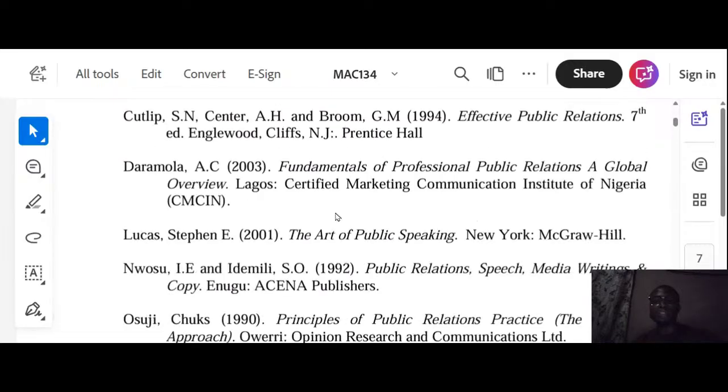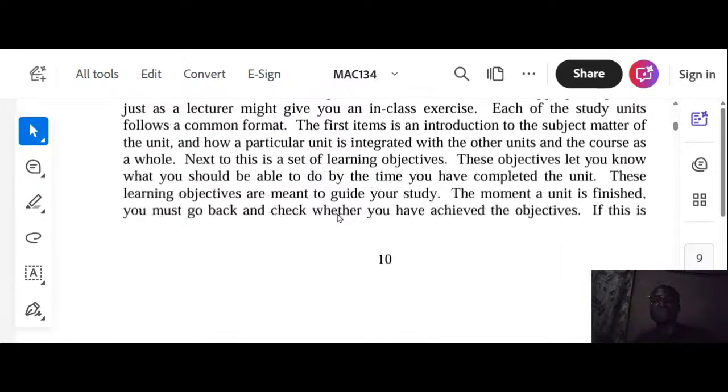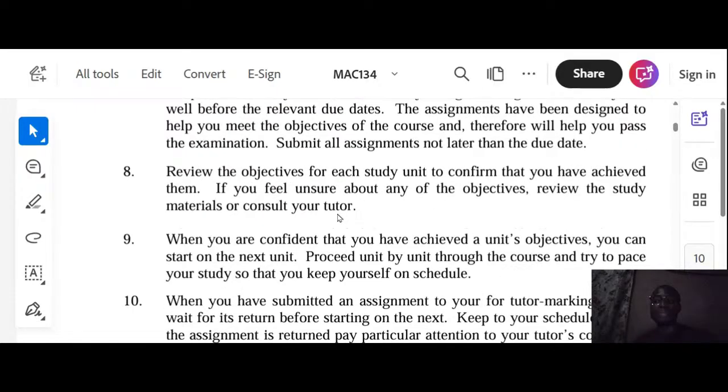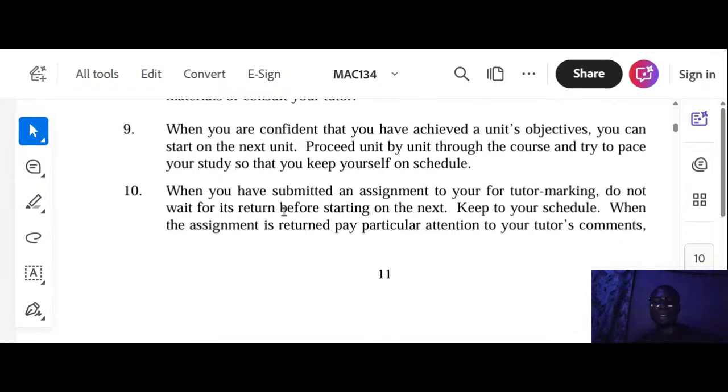Don't forget, it's a 2 unit course and it's basically going to teach you everything and anything you need to know about public relations. Yes, you're welcome, class captains, Grace, Dora, Mr. Case.